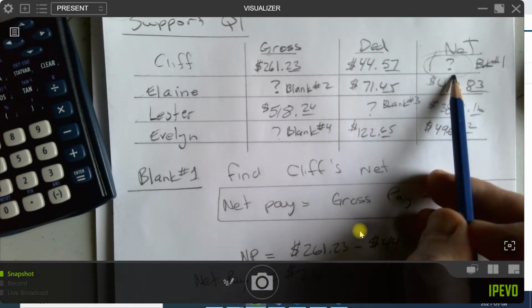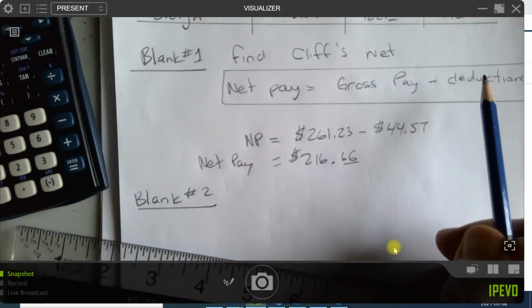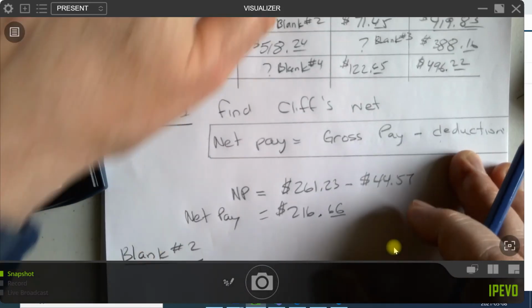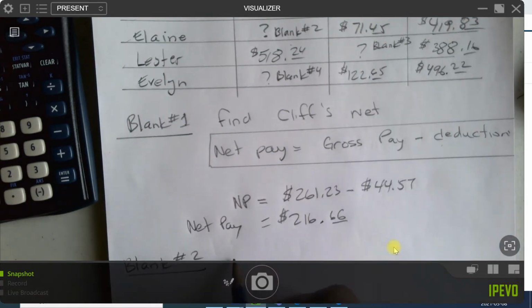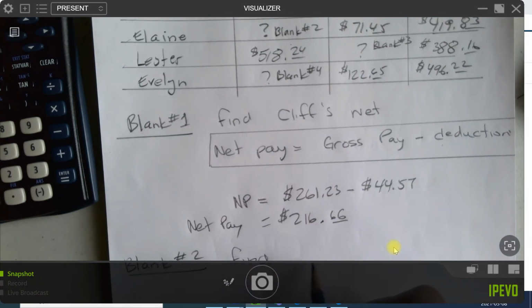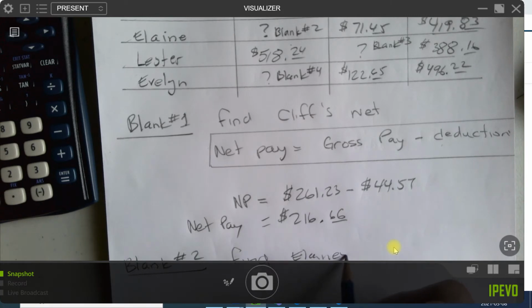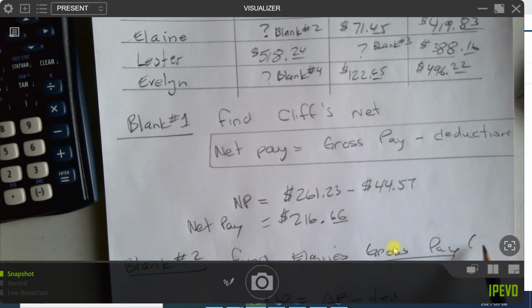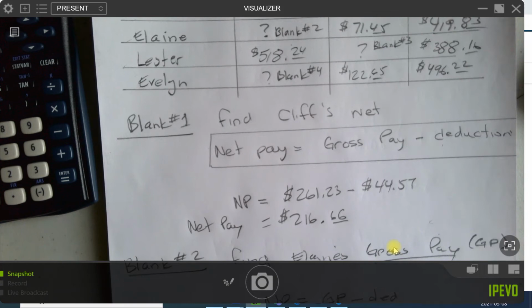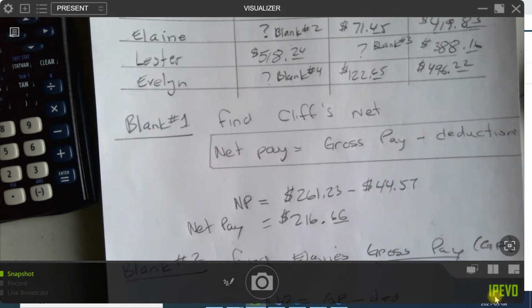Okay, blank number 1. All right, so blank number 2, we have to find out the gross pay. So again, what we have to find is Elaine's gross pay. So we know net pay is equal to gross pay minus deductions, right? So we have to find gross pay, right? We'll just call that GP. So how do I get GP by itself?